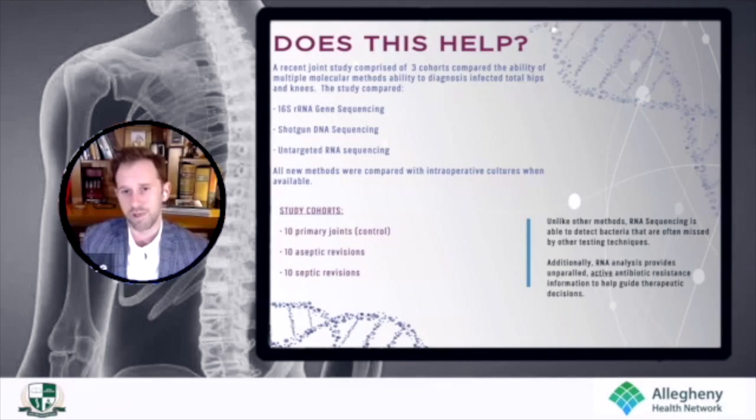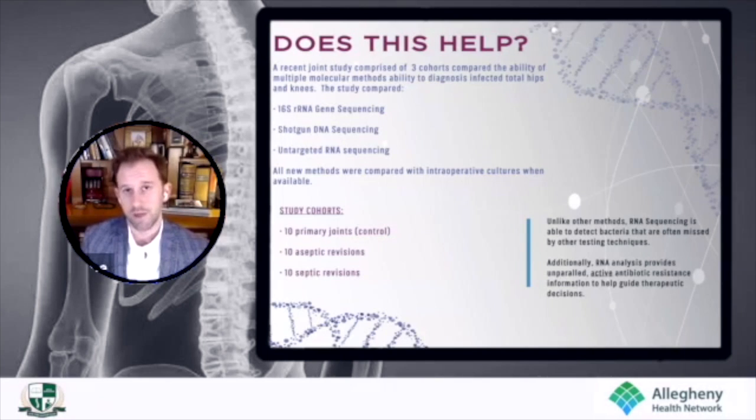The 3 cohorts that were used for the study were 10 primary joints, which were used as controls, 10 aseptic revisions, which were revisions done for anything aside from an infectious cause, such as mechanical failure. And then there were 10 septic revisions.